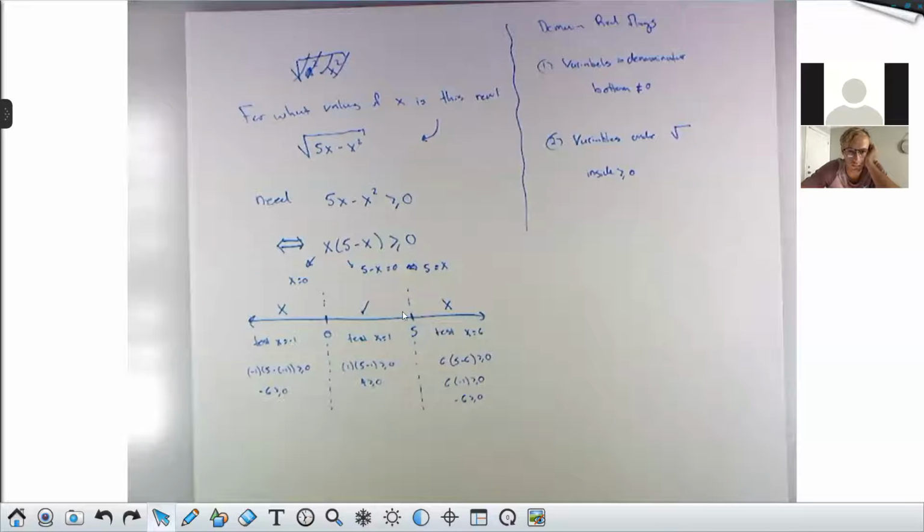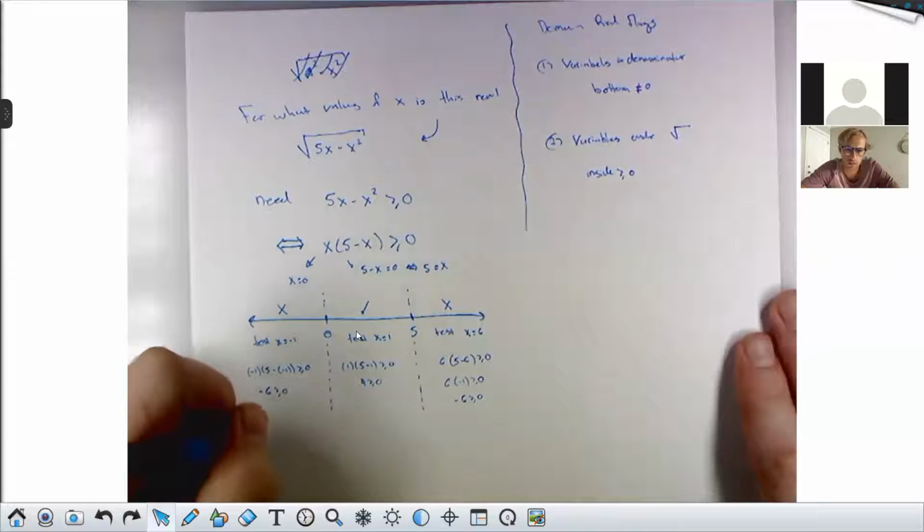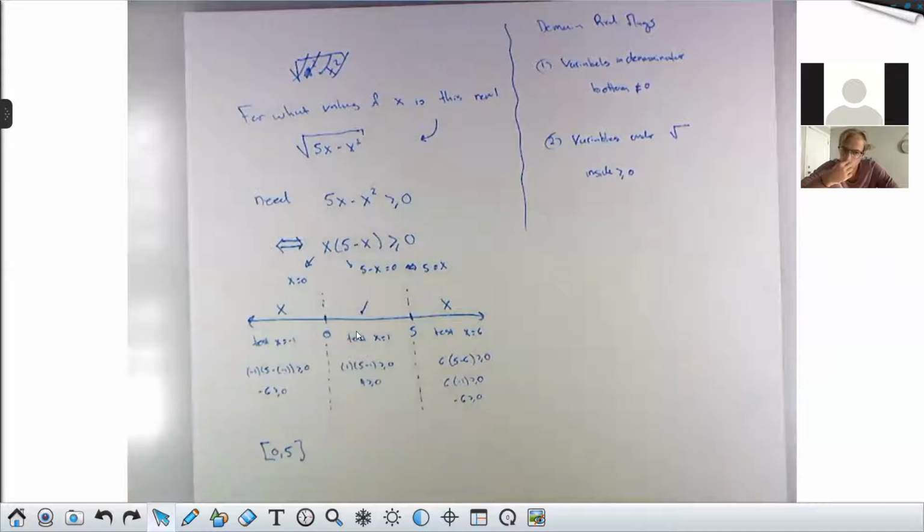And we would have to check that the endpoints don't cause any trouble. You would want to plug 0 in here and verify that it's still a true statement, plug 5 in and verify that it's still a true statement. So what I'm getting for this one is the closed interval from 0 to 5. Yours might be a little bit different, but it should go very similarly.